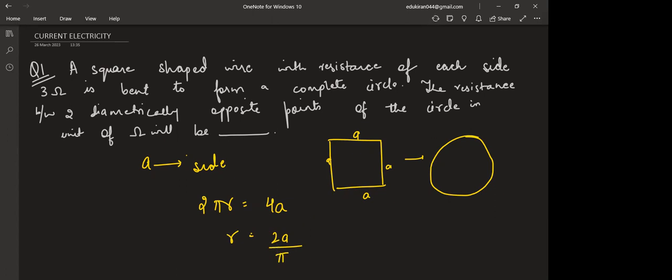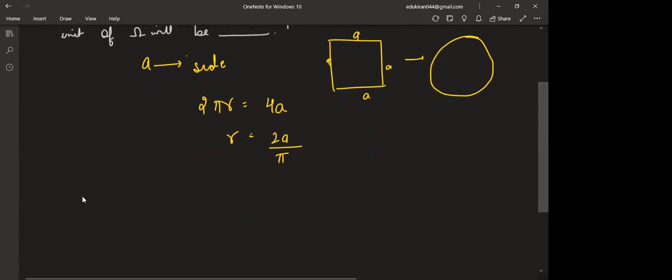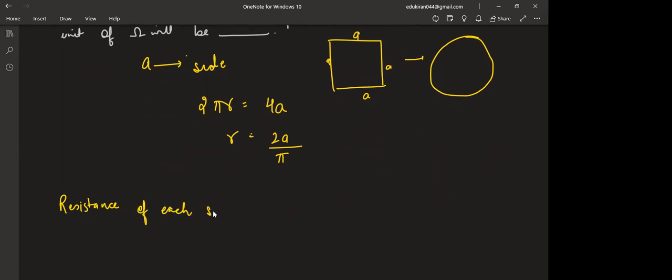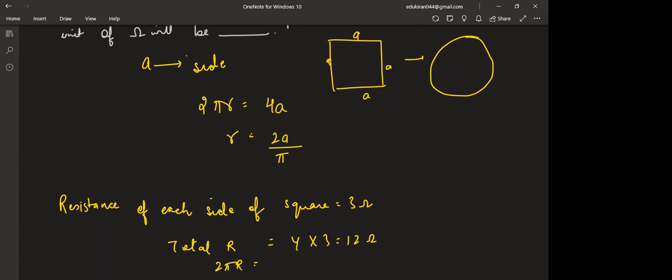Now see, the resistance of each side of the square is given to you, that is 3 ohm. So what will be the total resistance? 4 into 3, that is 12 ohms. This will be the total resistance, right? So if this is for R, then for 2 pi R, this is 12 ohm.